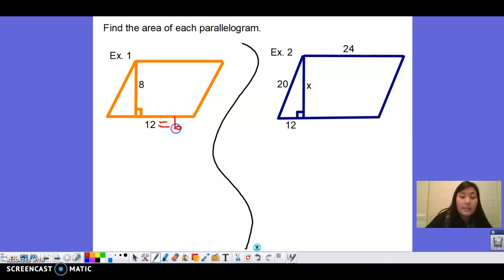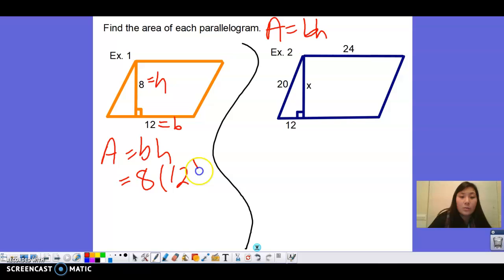In our example on the left hand side, our 12 right here is going to be our base because that's the base of the parallelogram. And this 8 over here is going to be the height because it is going from one base to the other at a 90-degree angle. So that's our perpendicular line, which means it's also our altitude, which means it's going to be our height. So again, our formula for this is area equals base times height. If I were to write my formula again, because repetition helps me remember things, my base is going to be 12, my height is going to be 8, and so then my actual area is going to be 96. So make sure you're getting that down.